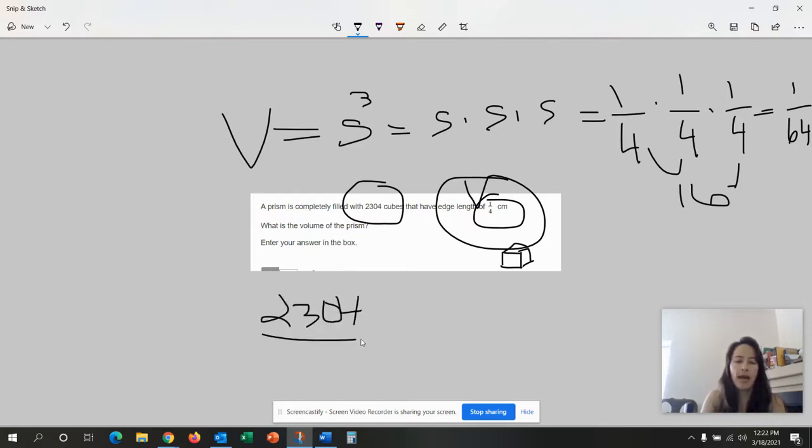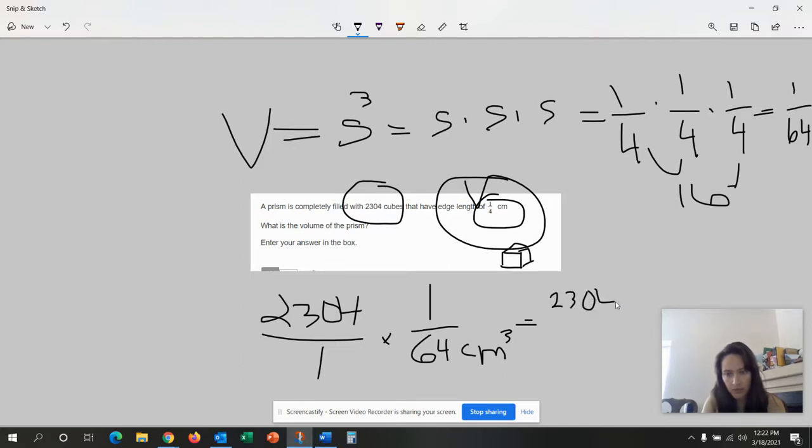2,304 cubes, wow, over 1, because we're going to do fraction multiplication, times the volume of the cube, which is 1/64 cubic centimeters. We're going to end up with 2,304, because 2 times 1 is still the same, and then 1 times 64 is the same. See what it equals. 2,304 divided by 64 is 36. That's pretty cool. 36 cubic centimeters.